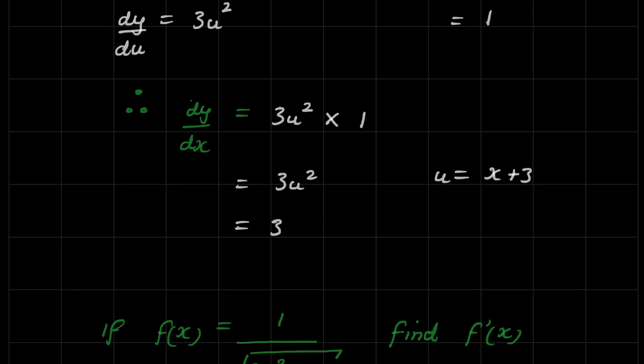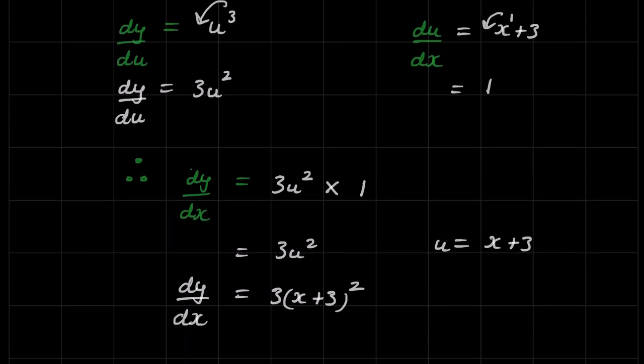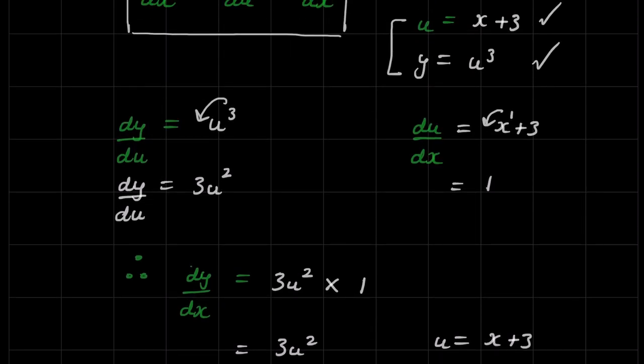So this is 3 times (x plus 3) to the power of 2. And that is the derivative of y with respect to x. Solved like that. Now this is quite a straightforward example.